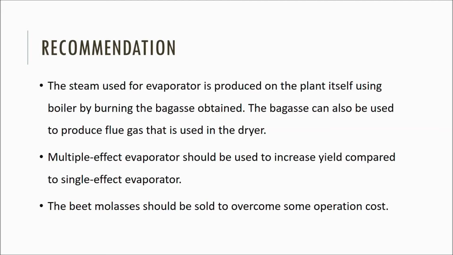Secondly, the multiple effect evaporator should be used to increase the yield compared to a single effect evaporator. Thirdly and finally, the beet molasses should be sold to overcome some operational costs so that we are able to gain some profit at the early stage.